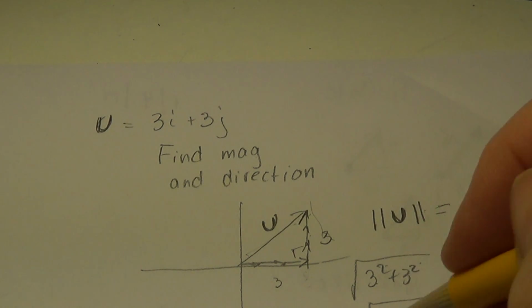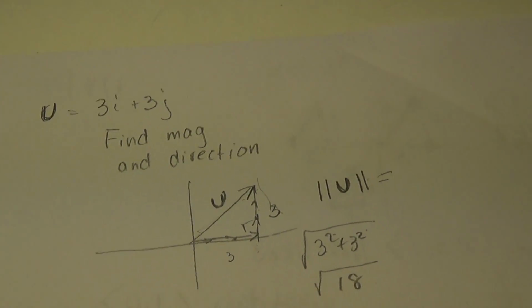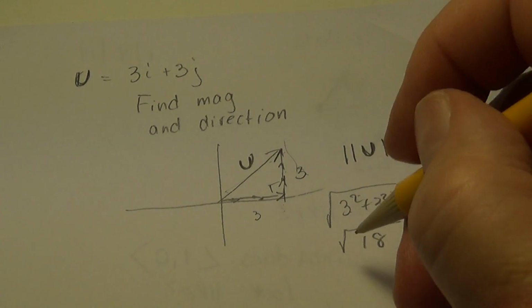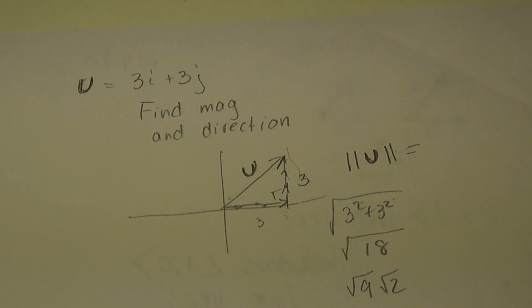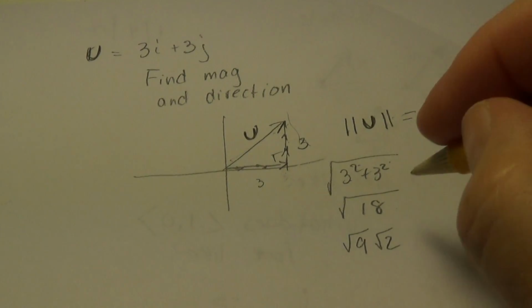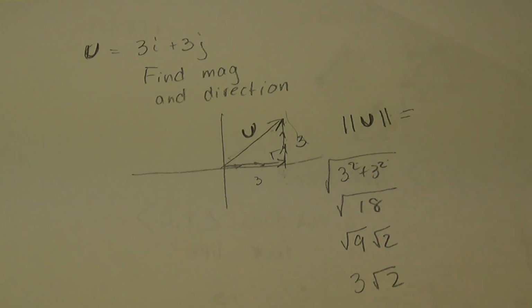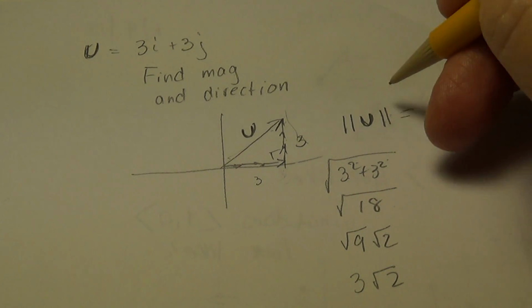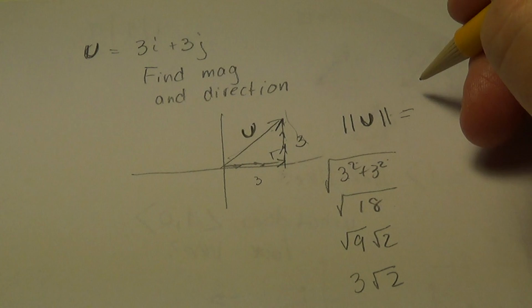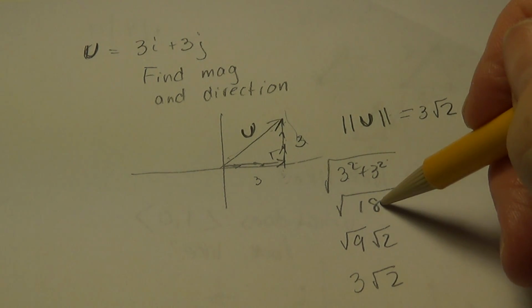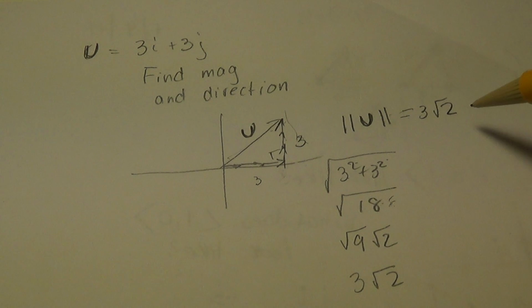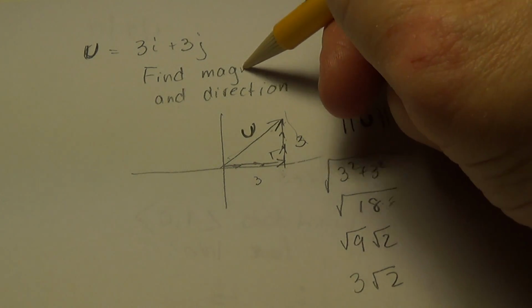That reduces because we know that 18 can be written as square root of 9 times square root of 2, and the square root of 9 is even 3. So we go back up here and we say the magnitude of vector u is 3 square roots of 2. Do not give me a decimal. They are demonic. I want the actual value. No approximations. So that took care of magnitude.